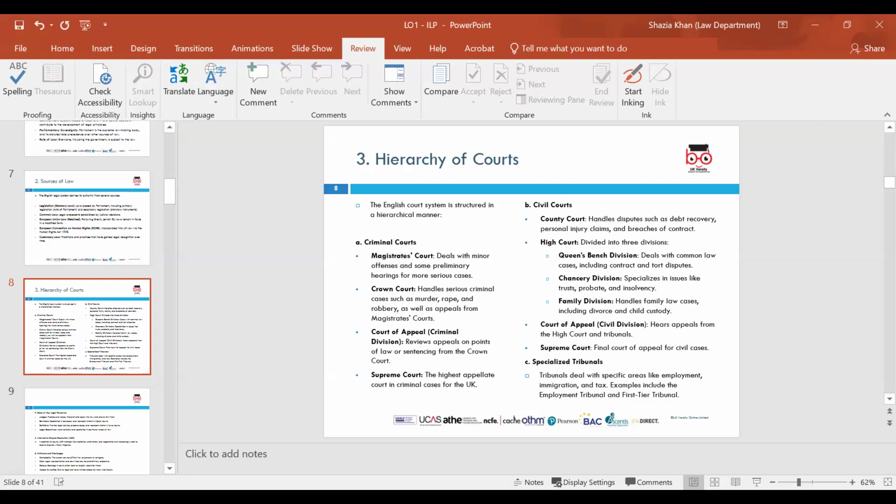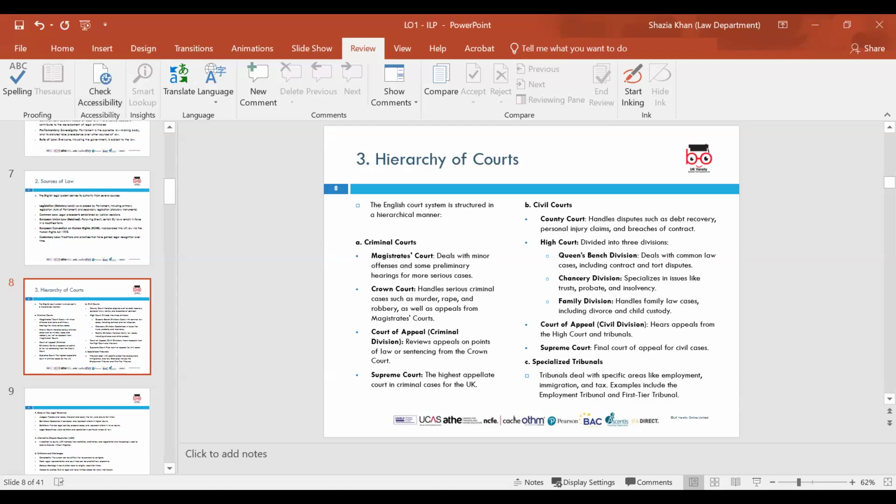And then the highest court, which was set up in 2009, is the highest court in the UK, the Supreme Court. It hears appeals from the Court of Appeal and the High Court only in exceptional circumstances, so not all cases go there. And then we've got the civil courts, which are a little bit different because it's a civil matter more than a criminal matter.